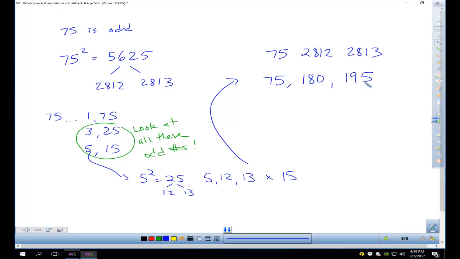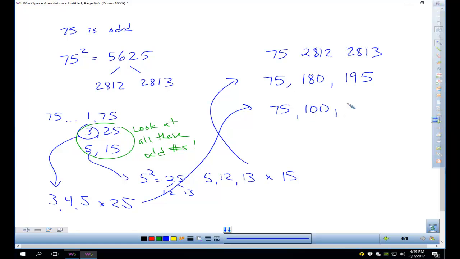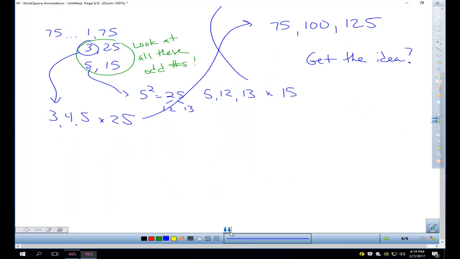Again, I got multiple choices here, but like I said, I love the 3, 4, 5 family. It's easy. You should know it by now. We've used it a bunch of times. If I multiply all those numbers by 25, I'm going to get 75, 100, 125. Alright? I hope you get this idea. I hope it's starting to make sense. If not, rewind, go back, try it again.